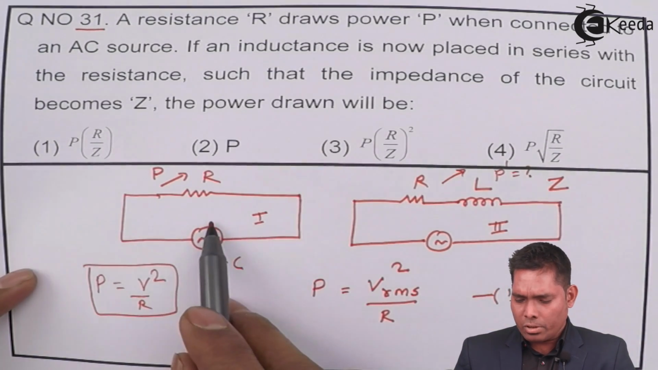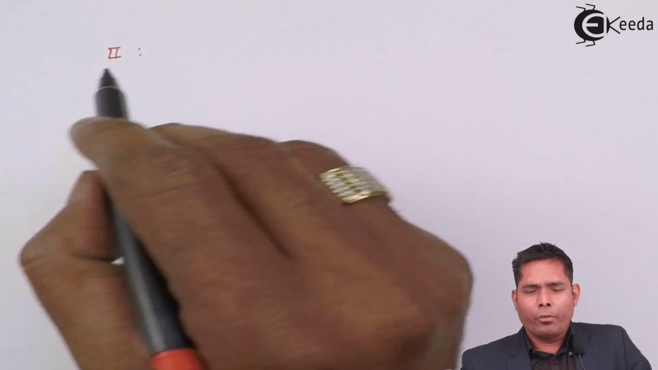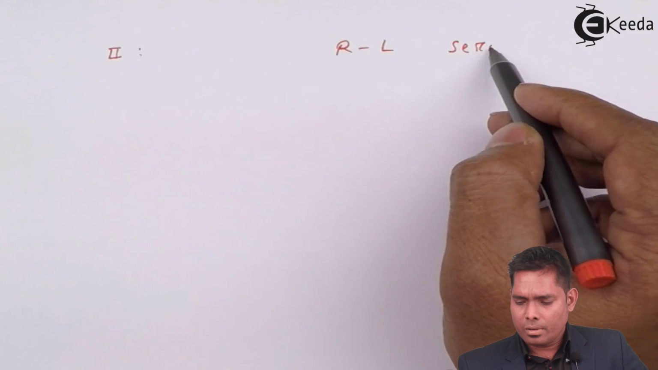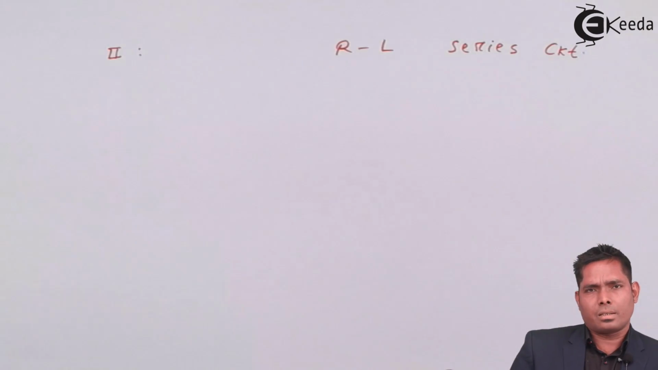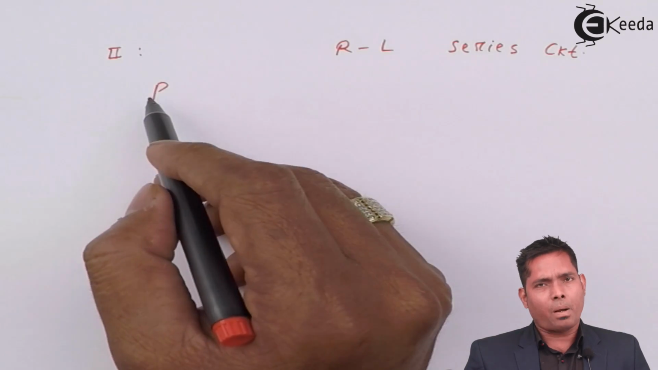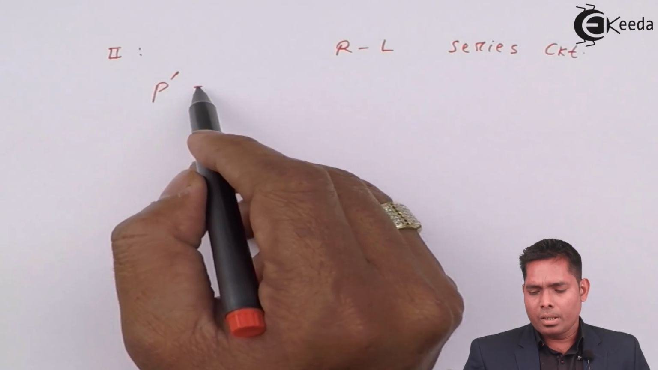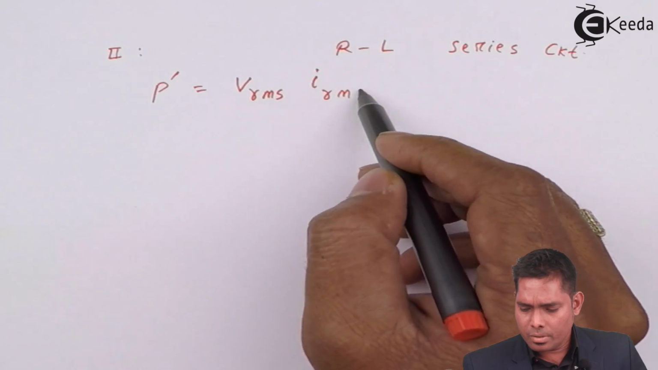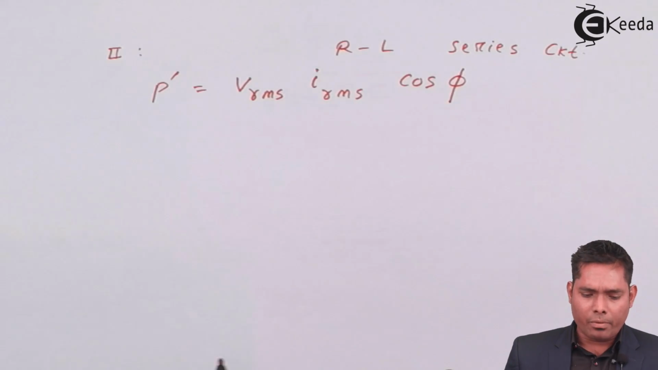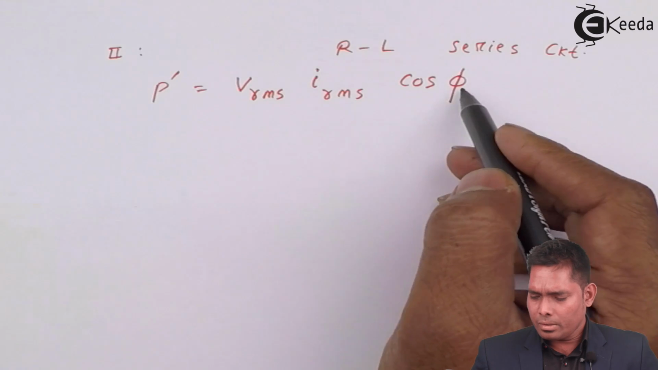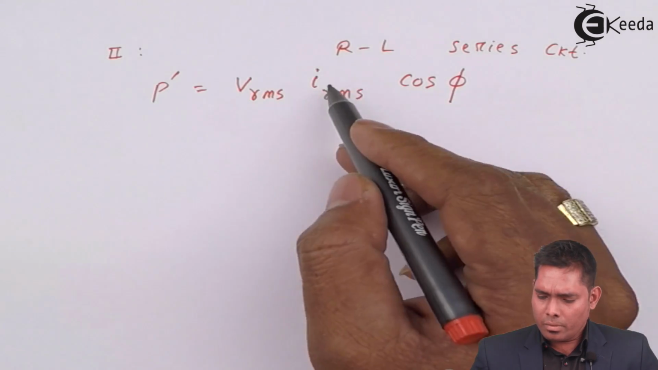This equation 1 stands for situation 1, and we will write for situation number 2. For the second situation, when inductance is put in series with resistance, it is a case of an RL series circuit, where the impedance is Z. The average power, which I call P prime, is VRMS IRMS cos phi. This is the formula for the RL circuit, where cos phi is the power factor, and these are the root mean square values of current and voltage.